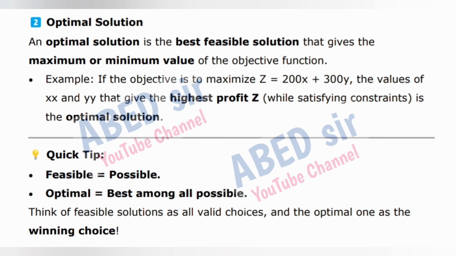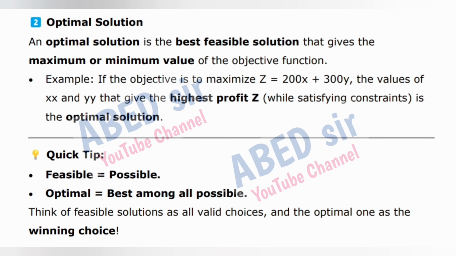Optimal solution. An optimal solution is the best feasible solution that gives the maximum or minimum value of the objective function. Example: if the objective is to maximize Z = 200x + 300y, the values of x and y that give the highest profit Z, while satisfying constraints, is the optimal solution.